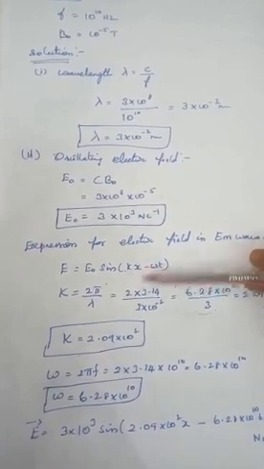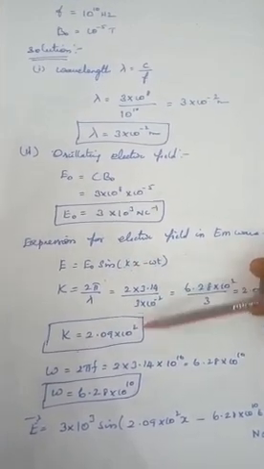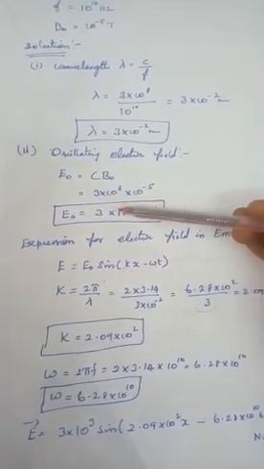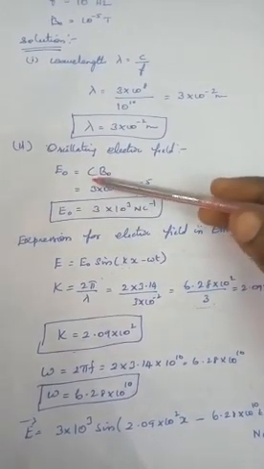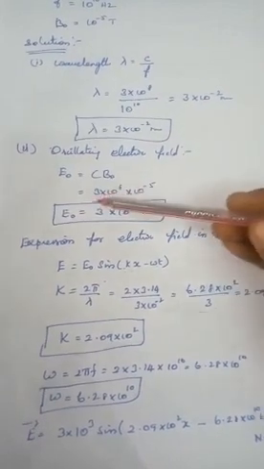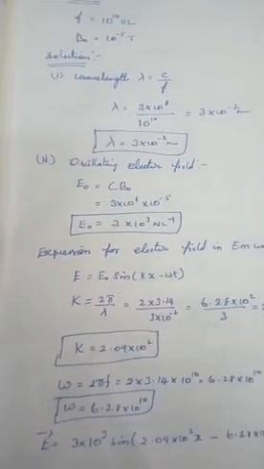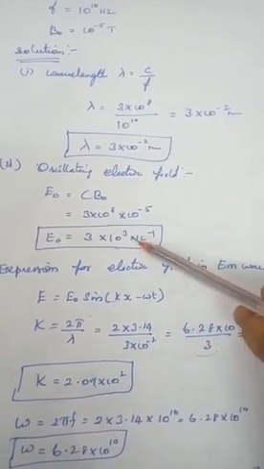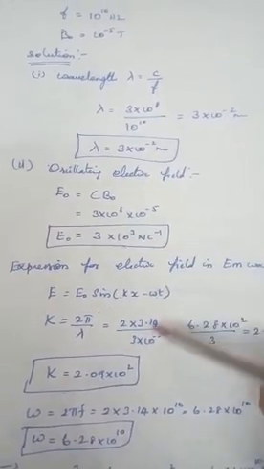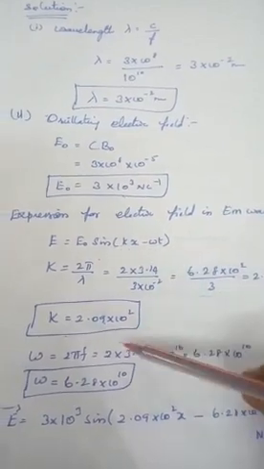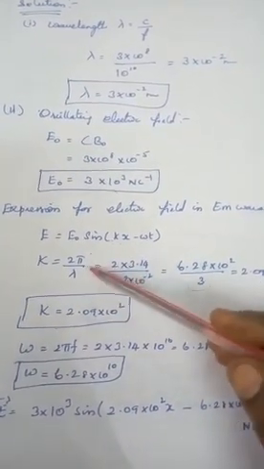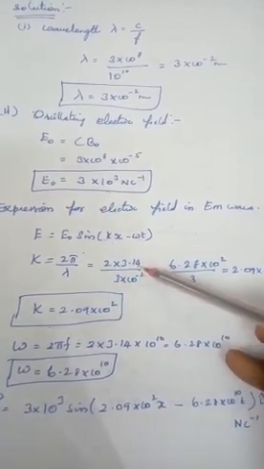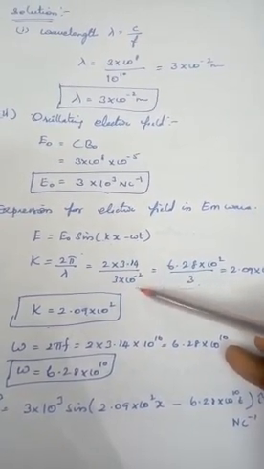Then find out all the values and substitute in this equation, you will get the equation value. So E naught is equal to, so what is the value of E naught? E naught is equal to 3 into 10 to the power 3 Newton per Coulomb. So next we have to find out the K value. So K is equal to the constant 2 pi by lambda. So 2 into pi value 3.14 divided by lambda value.